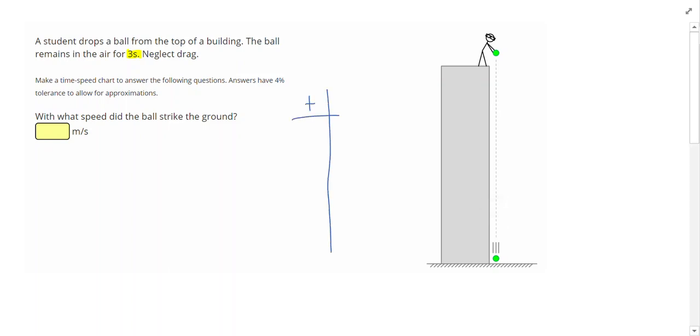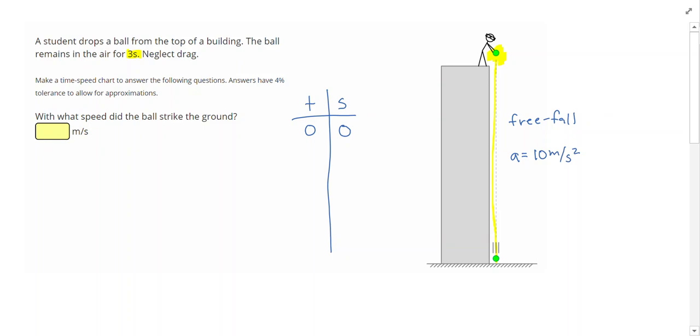I know that time always starts at 0, and in this case, at the start of the problem, the ball is in the student's hand, and so the speed also starts at 0. Now, during the duration of the problem, after it leaves the hand as the ball falls down, the ball is in free fall, which means our acceleration is 10 meters per second squared.